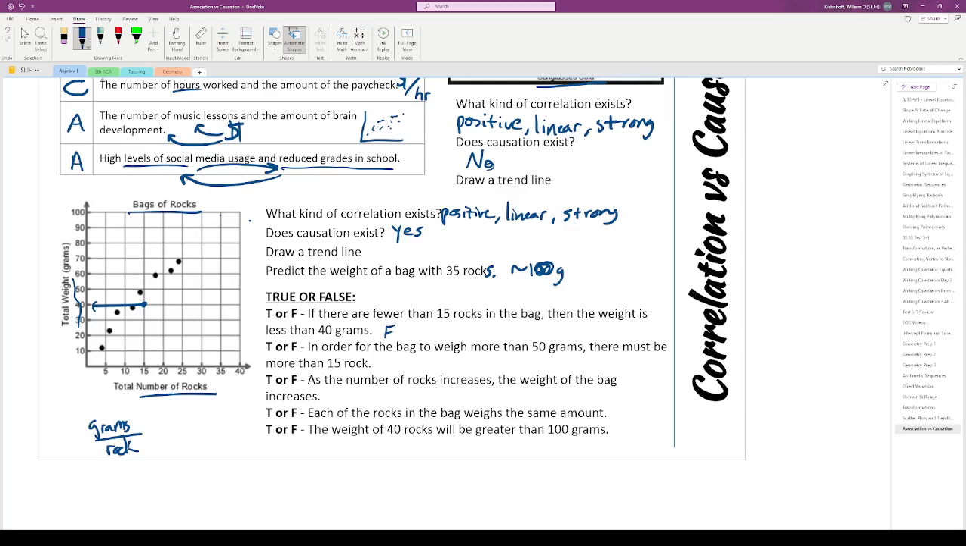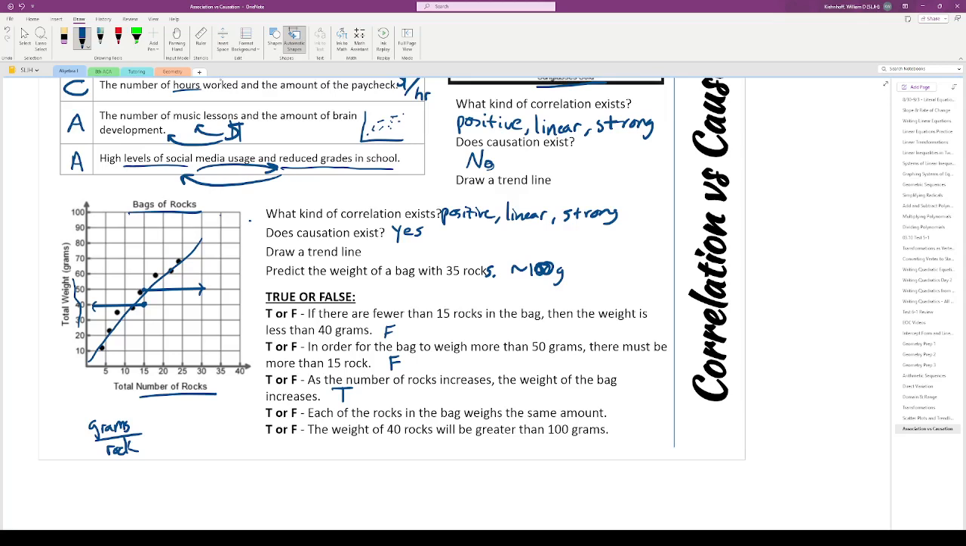That's impossible. In order for the bag to weigh more than 50, there must be more than 15 rocks. Well, we don't know that either, right? So that's saying here there need to be more than that to be above this line. So once again, all the dots are above that line, but it's not necessarily true. So we're going to put false for that. As the number of rocks increases, the weight of the bag increases. That's talking about that general shape of that trend line, and we saw that that is true. So that one is just a general relationship of the correlation, not something specific like these.